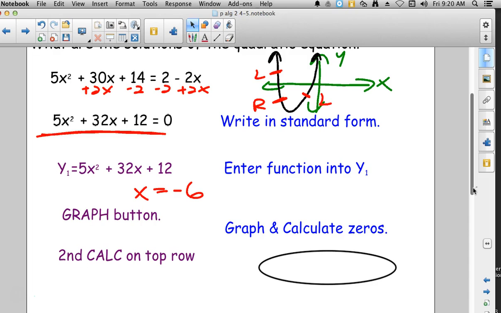Enter. Enter to guess. Yeah, once you get to below it for left bound, hit enter. Then go right arrow a couple of times, enter for the right bound, and then enter. So there's the other one.